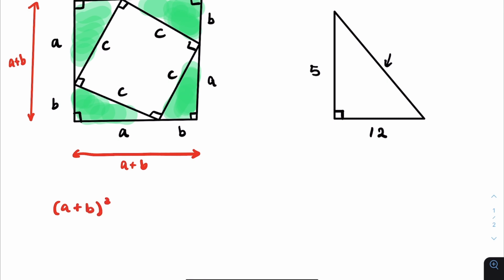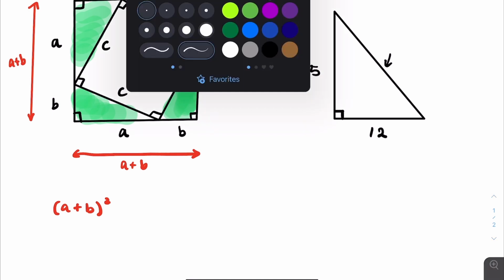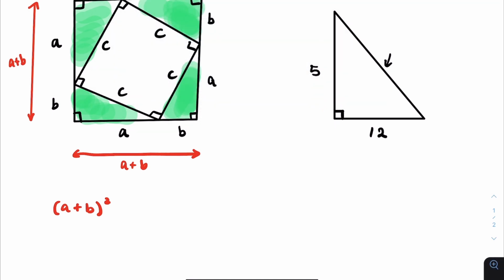Now, how else can we find the area of the square? Well, we could add up all the different parts that make up this square. We could add up the areas of the 4 triangles and the square together. The area of a triangle is half base times height, so in this case it's half A times B. We multiply this by 4 since there are 4 of the same triangles. And in the center we have the square, which has area C squared.